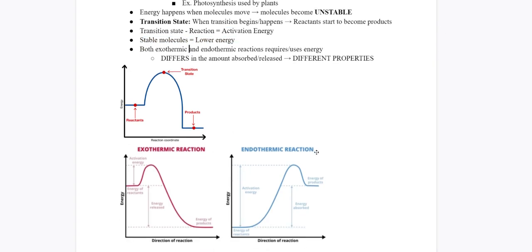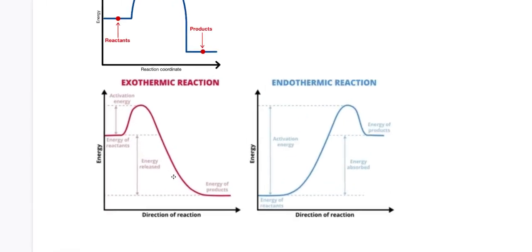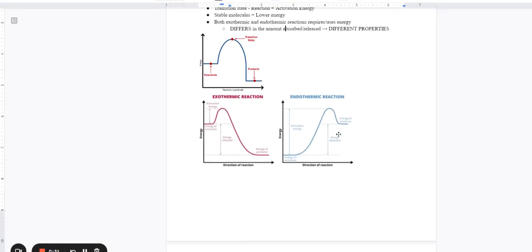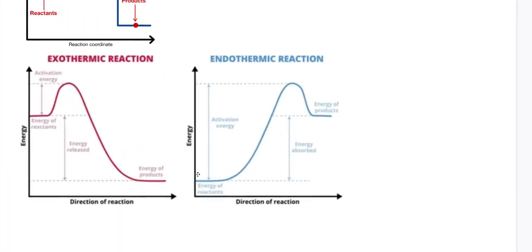Both exothermic and endothermic reactions require energy. However, the thing that's different about them is that, as you see here, an exothermic reaction absorbs this much energy in order to reach its transition state, but it also releases this much energy. However, endothermic reactions need a lot of activation energy. They release only a little bit, and this much energy is actually the energy that is absorbed.